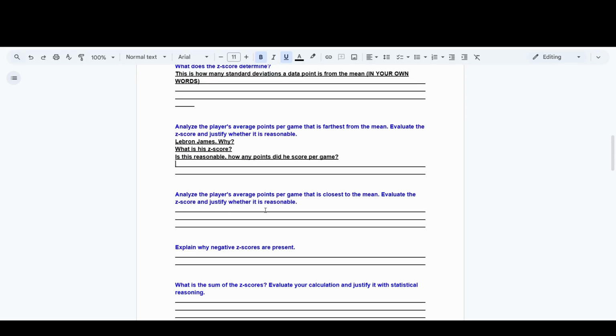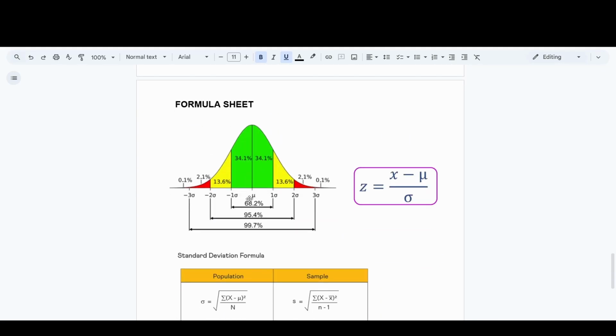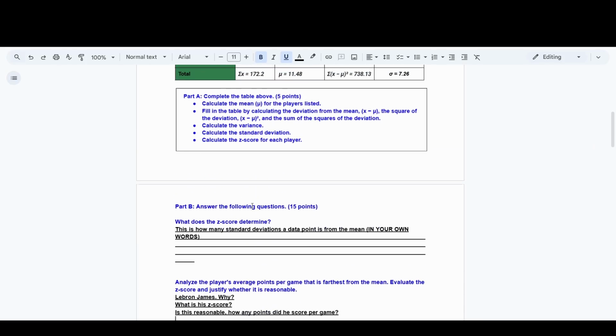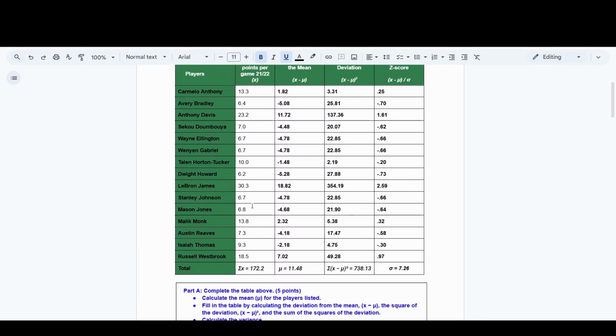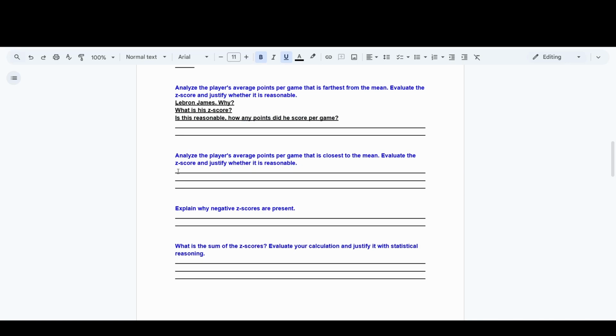The next one, analyze the player's average points per game that is closest to the mean. Evaluate the z-score and justify whether it's reasonable. So whoever is closest to the mean is going to have the lowest z-score. A z-score of 0 would be right here at the center, right at the mean. So here's 1, 2, 3 z-scores. I'm looking for who has the lowest z-score. And it looks like this one. I don't see any number that's closer to 0, and it could be positive or negative. It's really just which is closest to 0. This is a negative 0.2, so it looks like Talen Horton-Tucker. That's going to be our answer for this one.